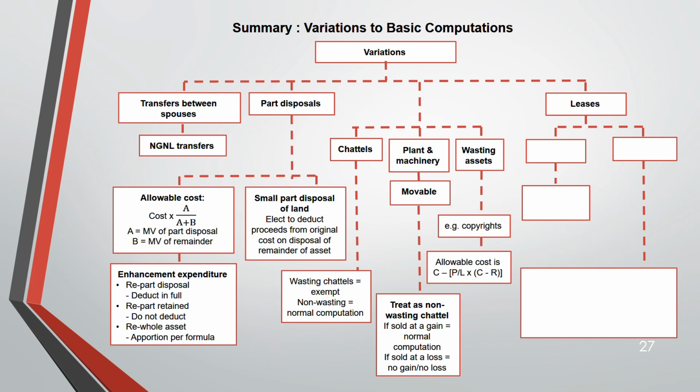You have leases, long lease and short lease. Long lease, normal computation, that means more than 50 years; short lease is 50 years or less. Allowable cost you get like this: take the lease percentage at disposal date, divide by the lease percentage at acquisition date.